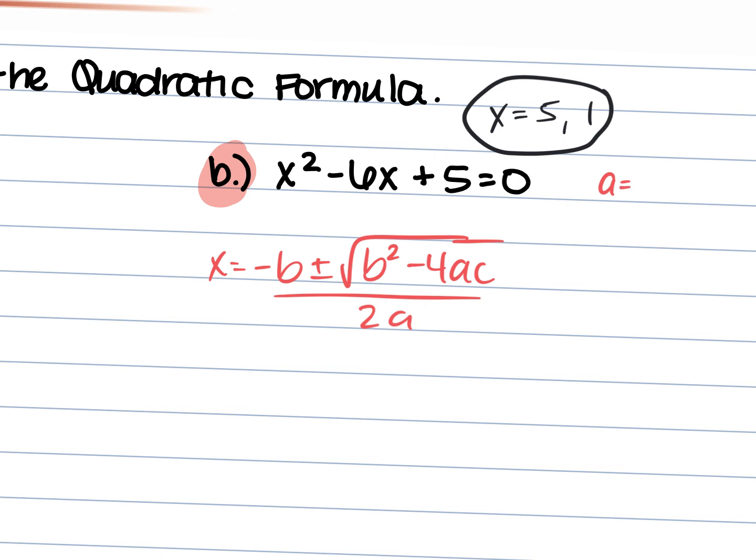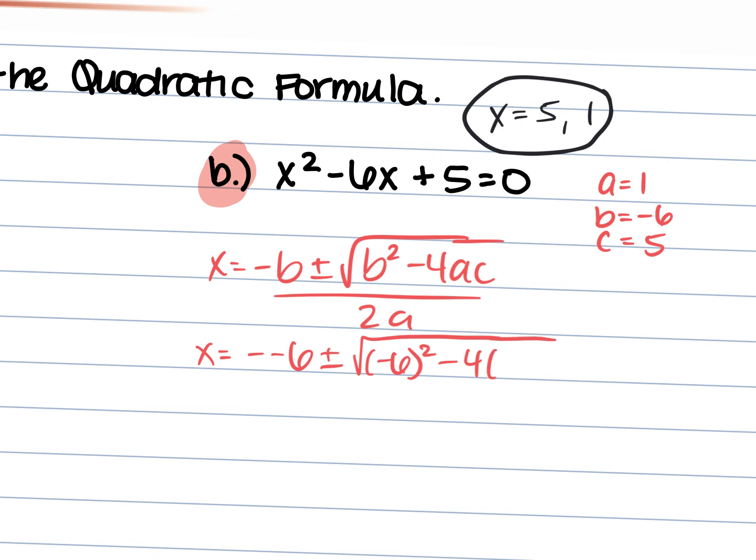Well, what was a? a was 1. Good. b was negative 6. Uh-huh. c was 5. Perfect. So I plugged in b as negative 6, which would be positive 6, plus or minus, then negative 6 squared, minus 4, and then in parentheses just 5. I didn't put 1 because it would keep it the same, but I like that. Over 2, because 2 times 1 is eventually going to be 2.